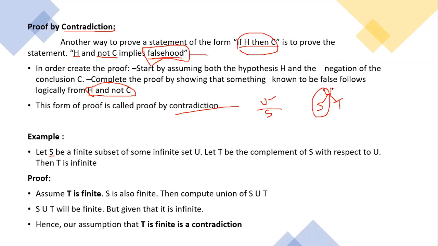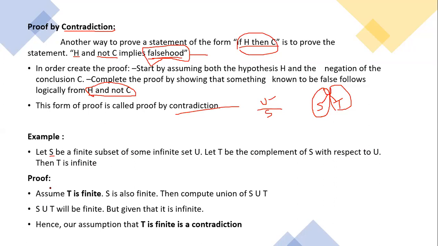Okay, then T is the complement, meaning the remaining portion of U. So T is the complement of S with respect to U, and T is infinite. Definitely it is true, right? U is the infinite one, and S and T are subsets of U. S is finite, already given, so T should be infinite.